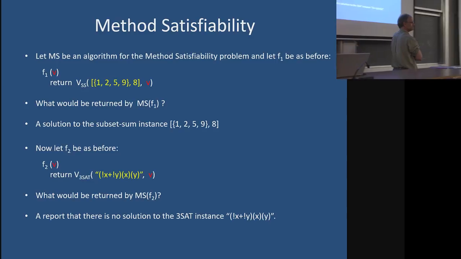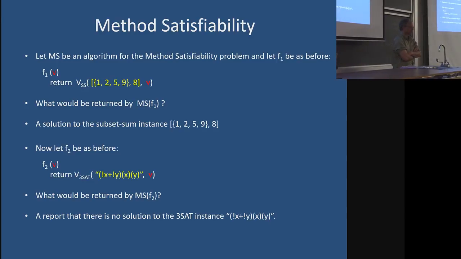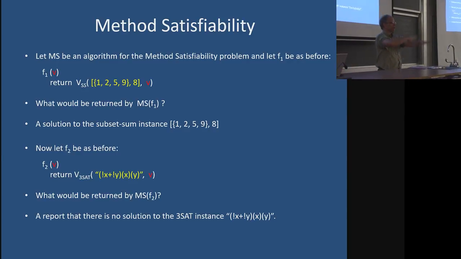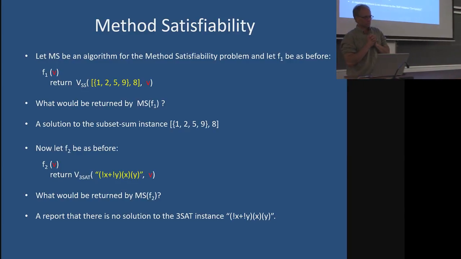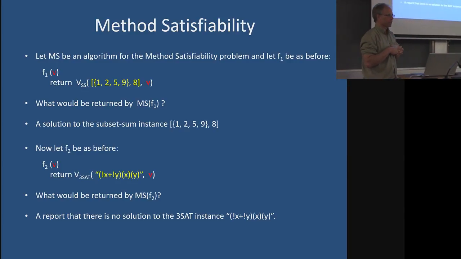Any problem that makes NP equal to P would be like the original NP complete problem? I don't follow the question. Like this problem, if you solve this problem, then NP would equal P. Yeah, if you found a fast algorithm for MS, that would prove P equals NP. But that's true of any NP complete problem. If you solve any NP complete problem quickly, you prove P equals NP. All right. So, method satisfiability is NP complete.